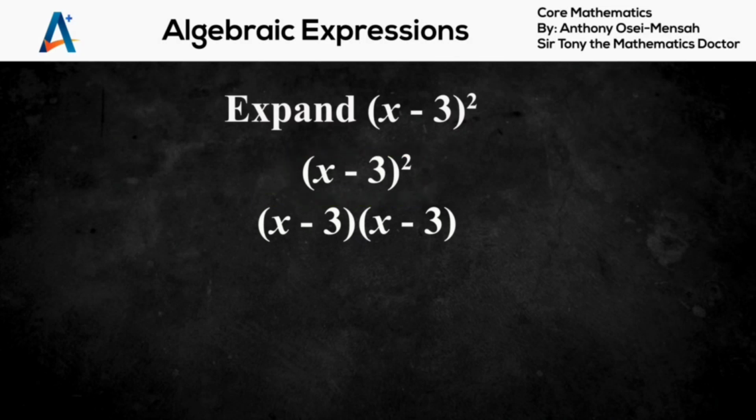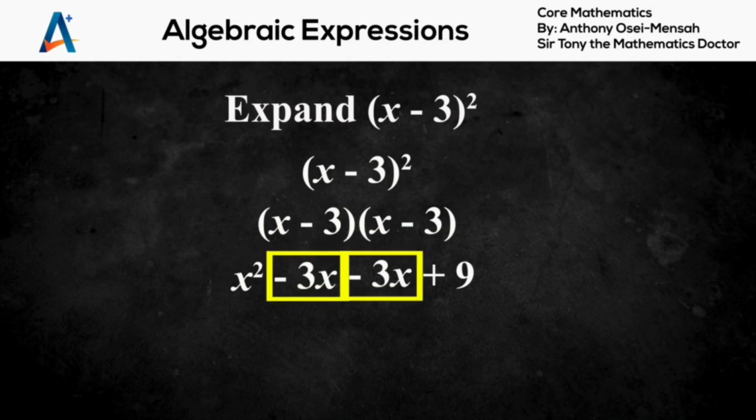So to expand this, we'll take the first term in the first bracket, x, times the first term in the second bracket, x, giving us x². Still x times the second term, which is −3. So x times −3 is −3x. We take the second term, −3, times the x, giving us −3x. Then we take −3 times −3, giving us positive 9.